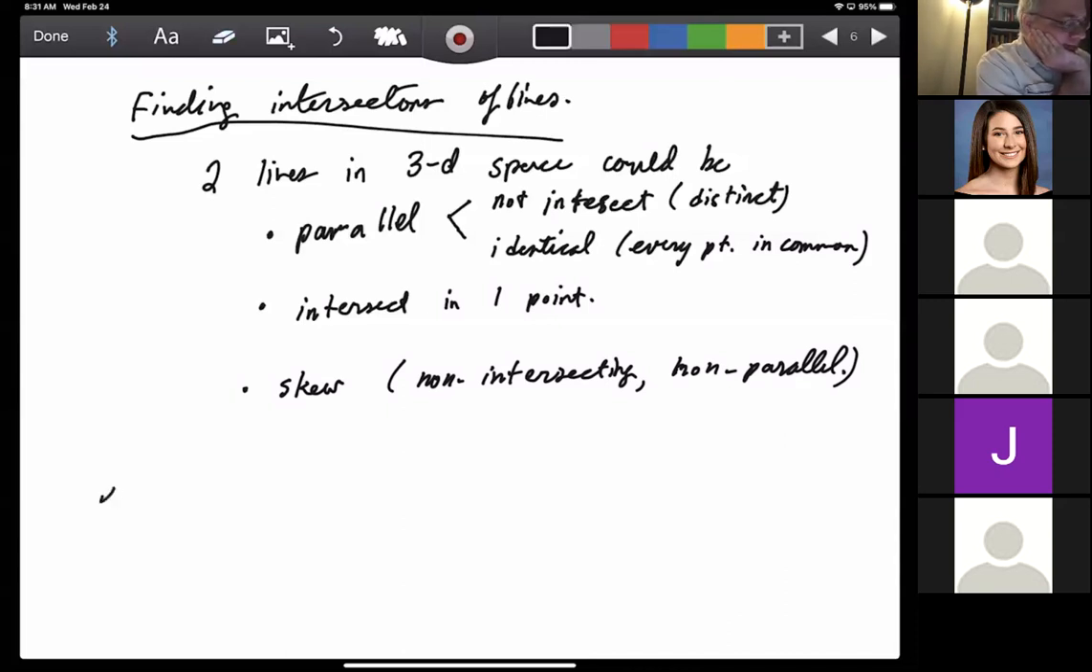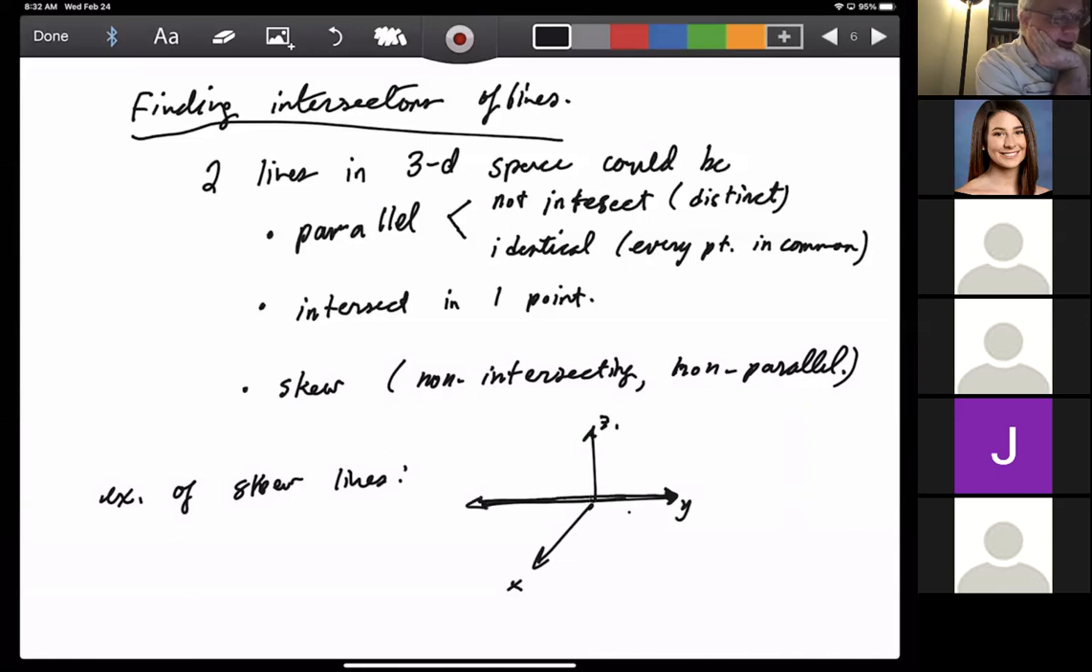But here's an example of skew lines. Think of your three-dimensional coordinate system, and think of a line which lies along the y-axis, and another line which lies in the xz plane, parallel to the x-axis, but 1 unit above the x-axis. So these two lines are certainly not parallel to each other, and they certainly don't intersect.